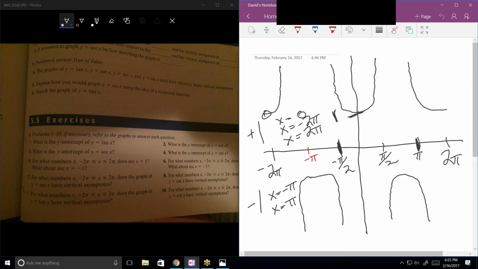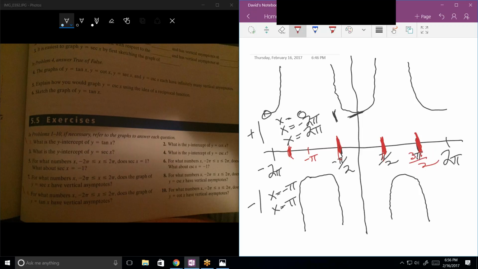Now let's see if I can back up so that I don't have to redraw the other one. Where are the vertical asymptotes here? Let's start from the left. Negative 3 pi over 2, negative pi over 2, another one right there, and then pi over 2, and then 3 pi over 2. That one looks to be pi. No, you were right. That's not pi. That's 3 pi over 2.